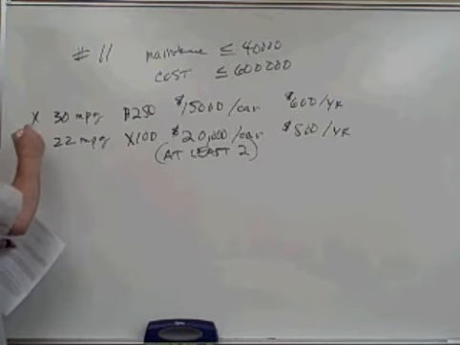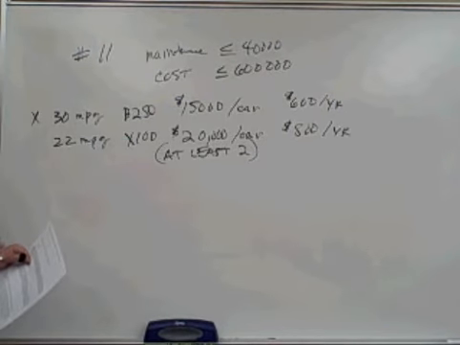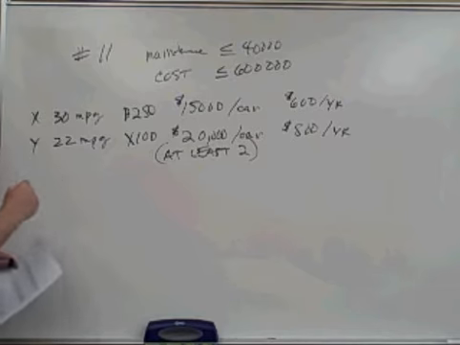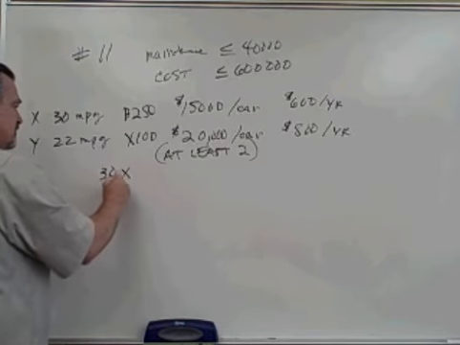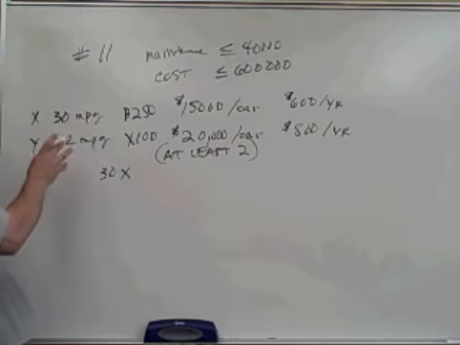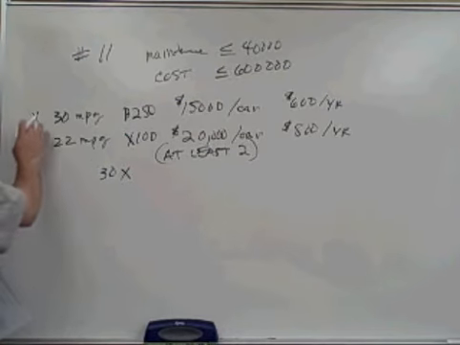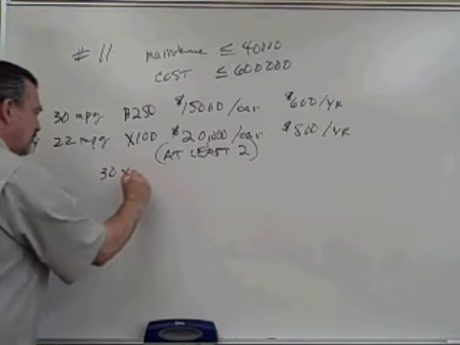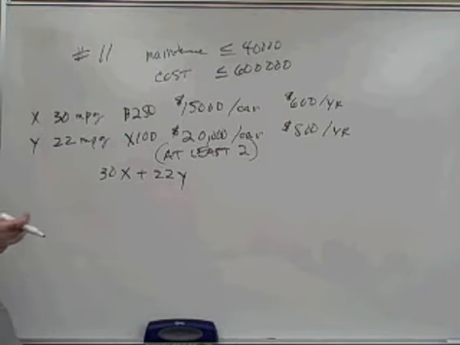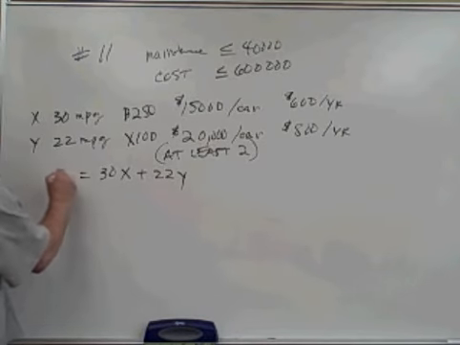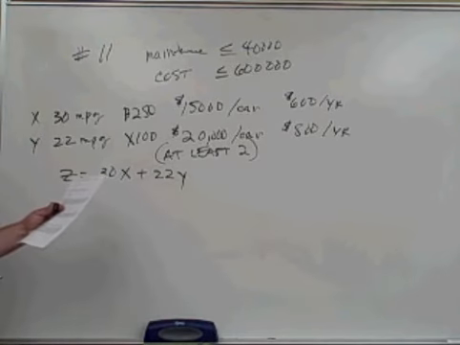So if we're going to let X represent the number of B250s we should buy, and Y represent the number of X100s we should buy, then yes, that 30 times X would be giving us the total miles per gallon that we would get from those B250s, plus 22Y is the total miles per gallon we're going to get out of the X100s. And in effect, then, if that's what we want to maximize, isn't that really our objective function in this particular situation?